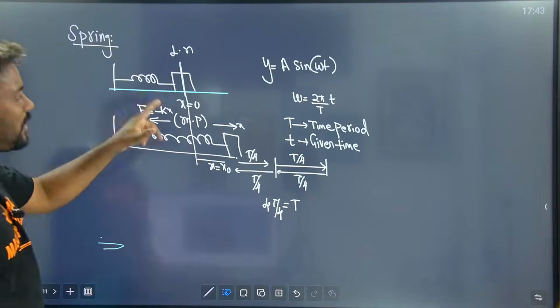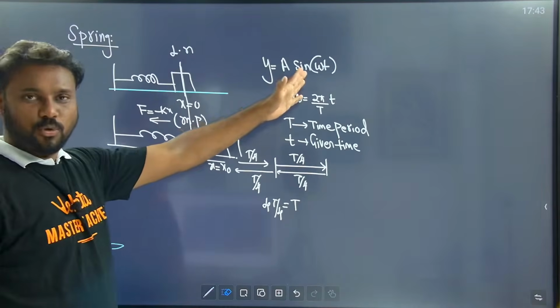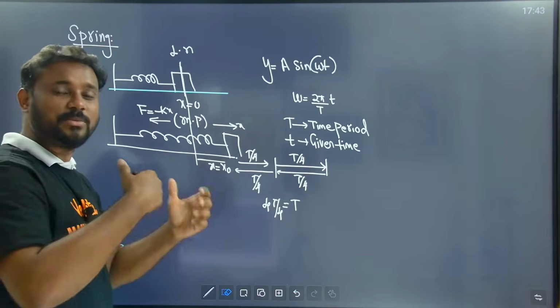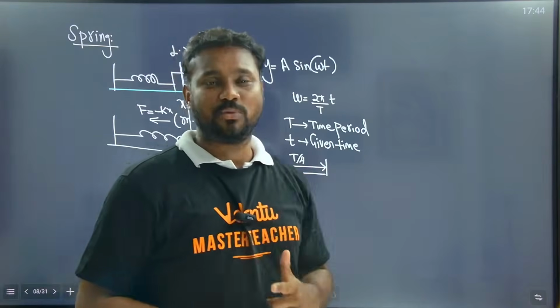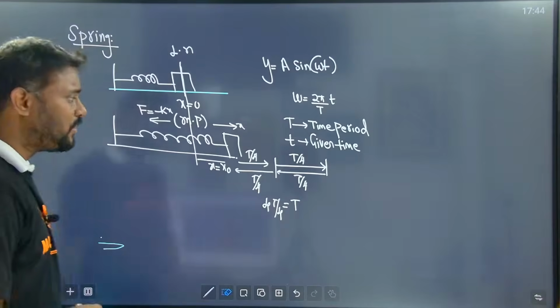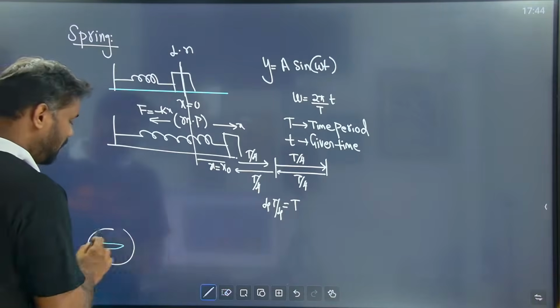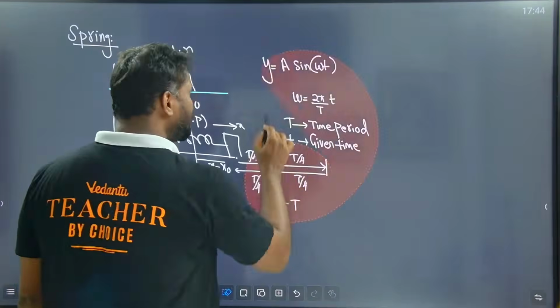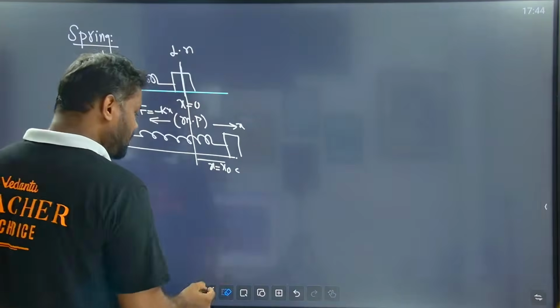So this is the mean position. When it moves away from that, it reaches the maximum displacement, which we can say is the extreme position. We must know this clearly. Now, what are we going to calculate? Now understand this one. What do we know now? We know the equation. What is that equation?